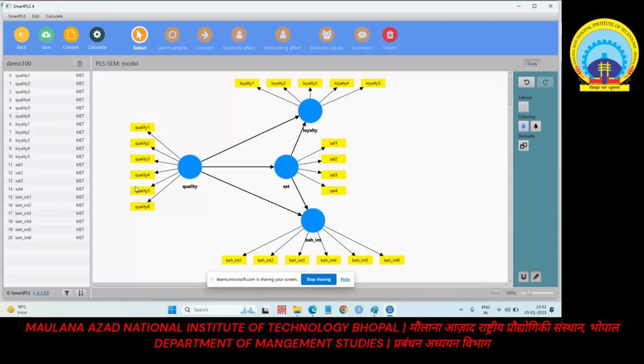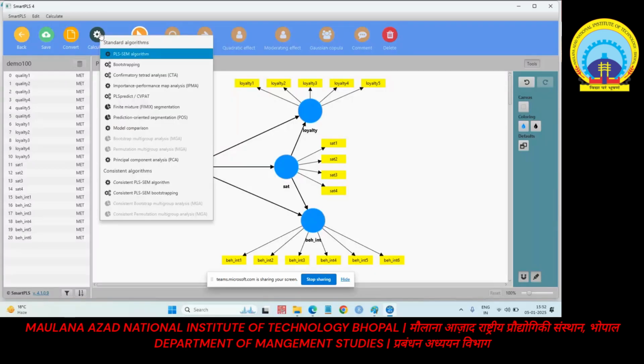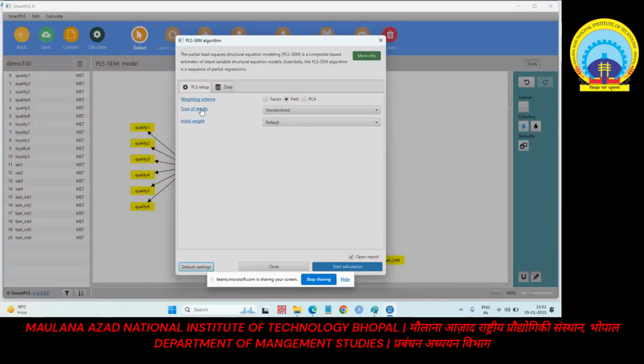The inner part, the blue circles, they are connected. It is called the inner model, also called the structural model. We are concerned with path analysis or regression. On Calculate, a number of options are available. Click on the first one, PLS algorithm. By default, it works on the path. It says type of result standardized. It says standardize everyone. Yeah, go ahead with that.